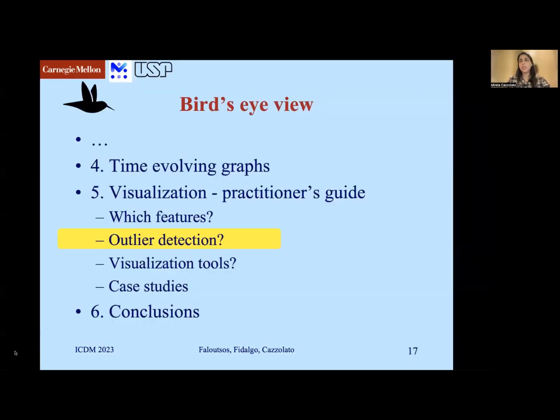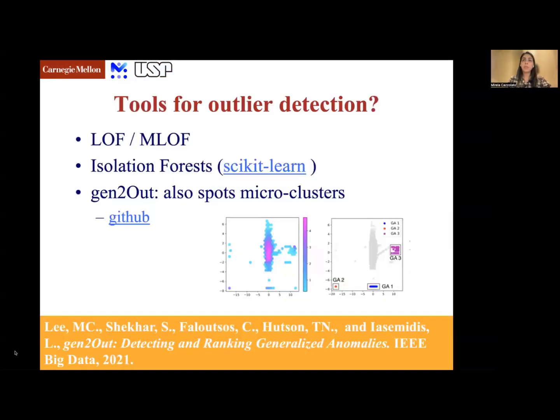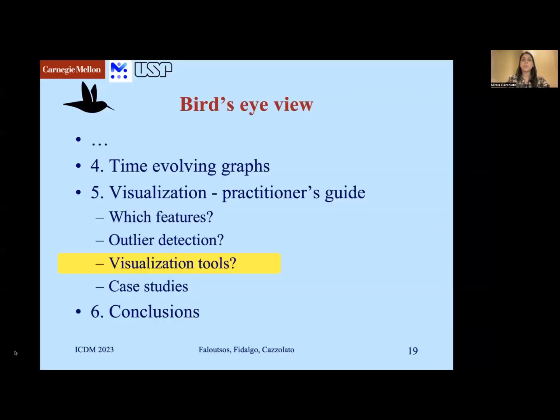So with all of these features, we can perform a lot of tasks here. And for fraud detection, it is a little bit obvious that we want to extract outliers, and we can do that. For this, we can use well-known tools like local outlier factor. We can use isolation forest. We can use Gen2Out, which is from the work that we mentioned here at the bottom. We can use many features in this context.